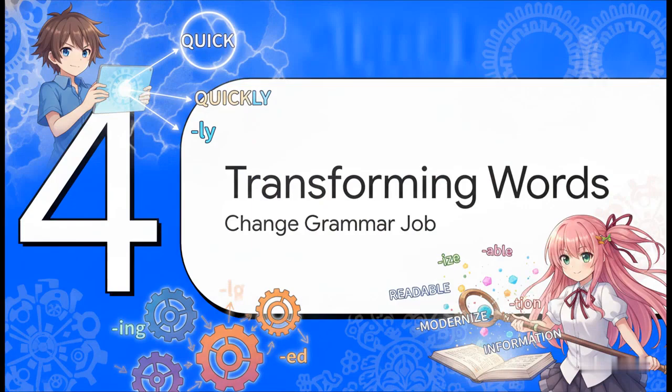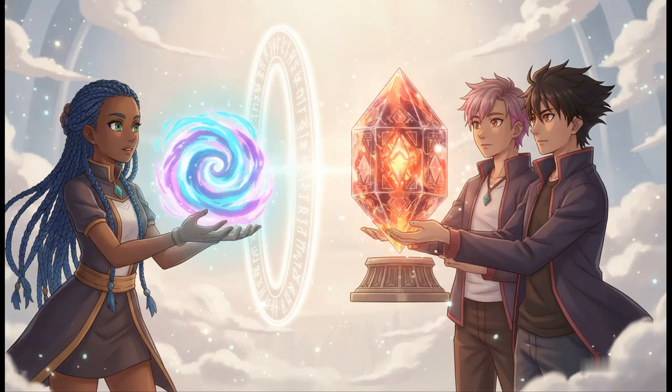Section 4, transforming verbs and adjectives. This is where the real magic happens, changing a word's actual job in a sentence. We can turn verbs into nouns so easily. Tion is the action of something. Compete becomes competition. Ment is a process. Move becomes movement. And or tells us who is doing the action. The person who teaches, a teacher. The person who acts, an actor.